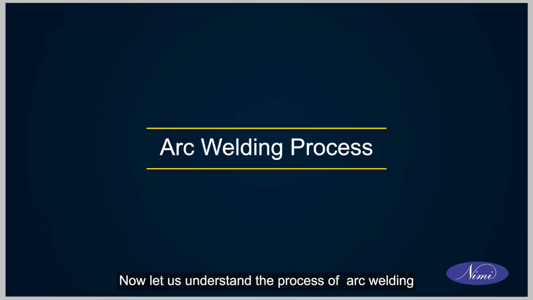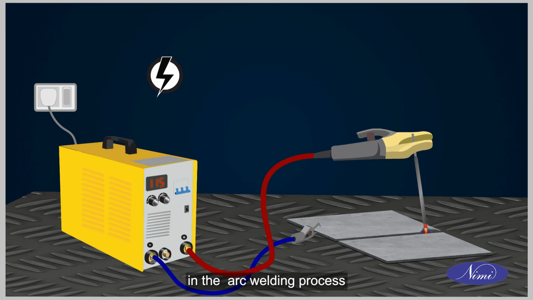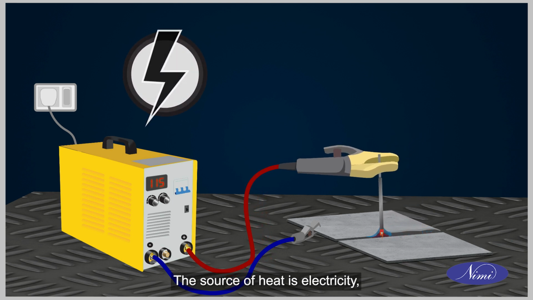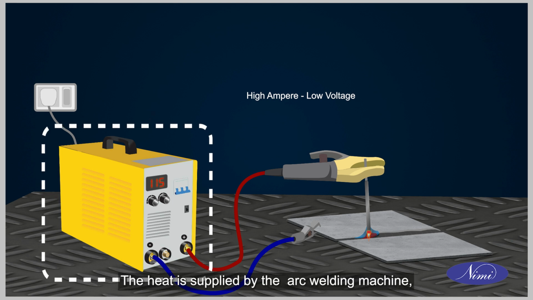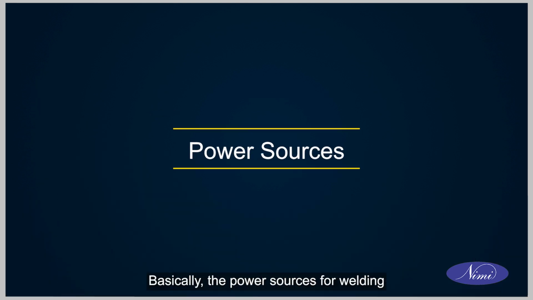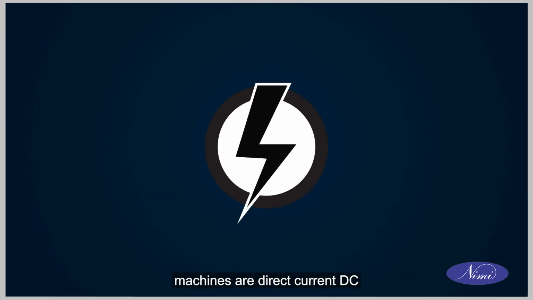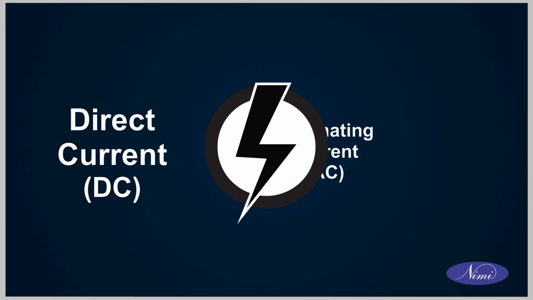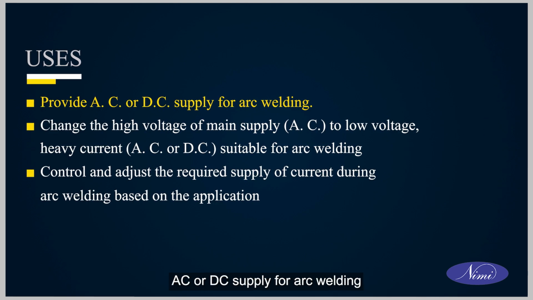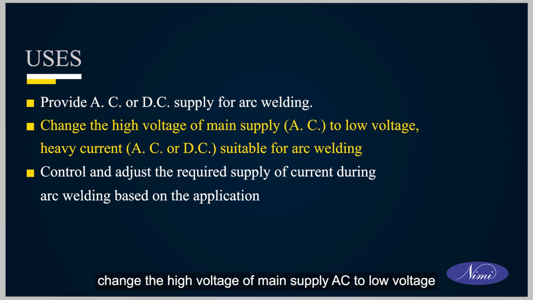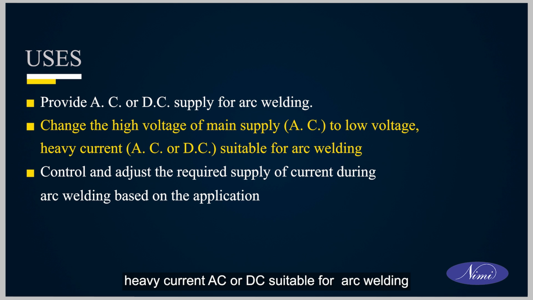Now, let us understand the process of arc welding. In the arc welding process, the source of heat is electricity, high ampere, low voltage. The heat is supplied by the arc welding machine, which is the power source. Basically, the power sources for welding machines are direct current DC, alternating current AC. Welding machine may be used to provide AC or DC supply for arc welding, change the high voltage of main supply AC to low voltage heavy current AC or DC suitable for arc welding, control and adjust the required supply of current during arc welding based on the application.